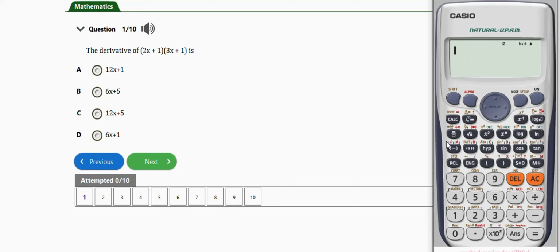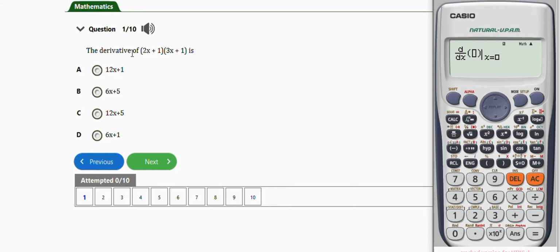So let's find the derivative of this function. To bring out the derivative sign on the calculator, press shift and this button. You will see a definite integral sign written on it. So this is d over dx. So let's input the function.